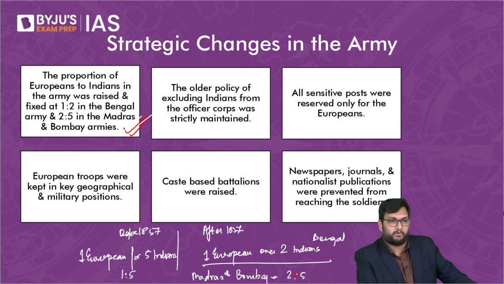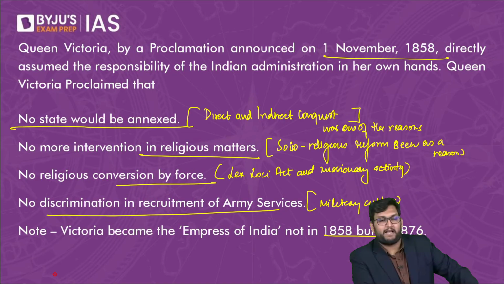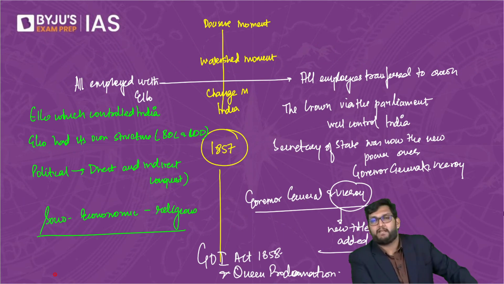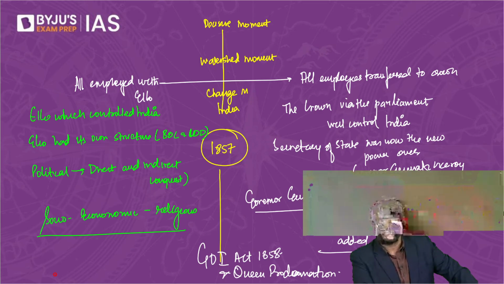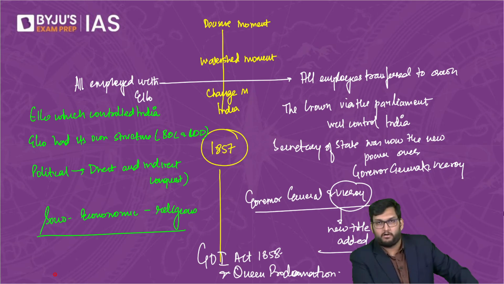The simple point is, whilst the major changes which happened in India are via the Government of India Act 1858 and Queen's Proclamation, everything which was East India Company machinery has now become the Crown machinery, and the new title Viceroy added to the Governor General represents this change itself. And the Secretary of State is now the new boss of Governor General and Viceroy, who is then answerable to the Prime Minister, then answerable to the Crown.